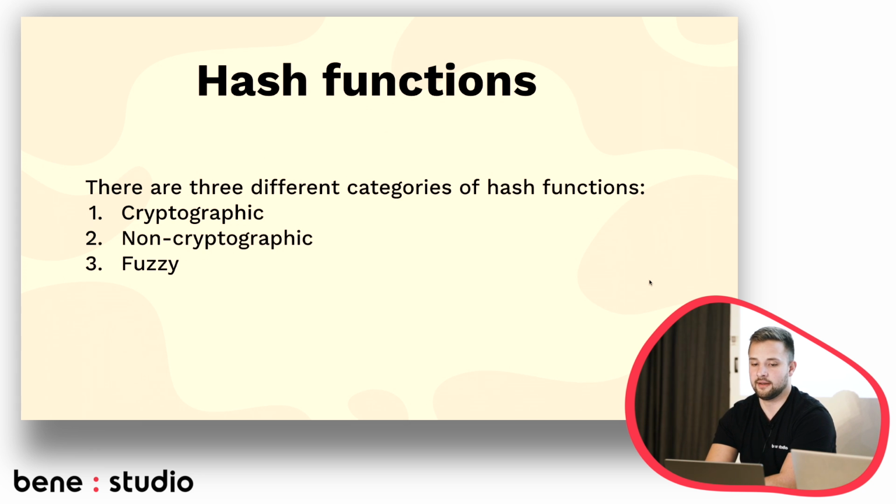There are three types of hash functions used mainly. The first one is the cryptographic, used for instance in cybersecurity. The second one is the non-cryptographic, widely used for databases. And the third one is the fuzzy hash functions. They are also commonly used in data structures or computing systems.